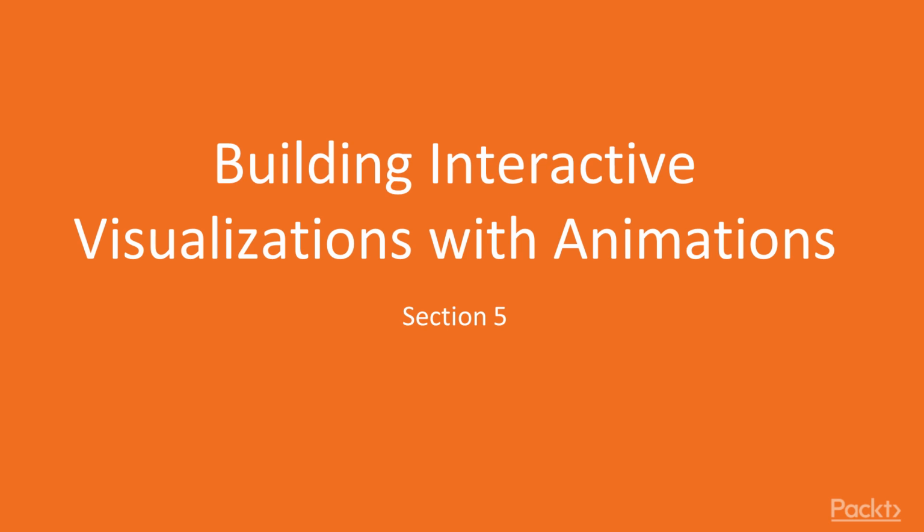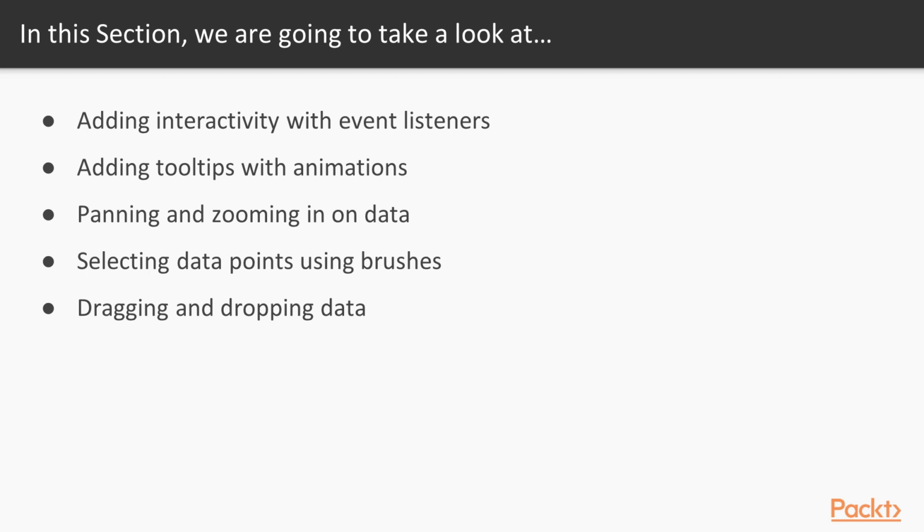In today's video, the first of Section 5, we're going to take a look at interactivity and animations. In this section, we're going to see how to add interactivity with event listeners, how to use animations to smooth our transitions and add tooltips, how to pan around and zoom in on data, how to select data from a set using brushes, and finally, how to drag and drop data, manipulating it on the fly.